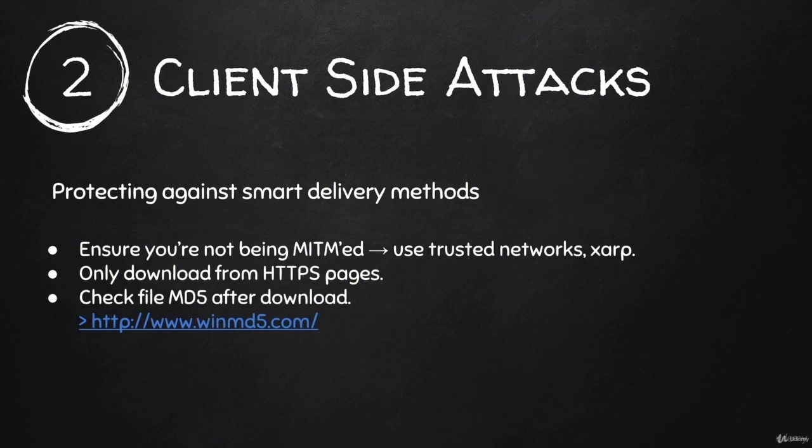So in today's video, we're going to have a look at how you can prevent that from happening to you. The first thing, make sure you're not being man in the middle. This is huge, because if you're being man in the middle, chances are you're going to get hacked, because we've seen in the network section how easy it is to hack someone if you're the man in the middle. So use a tool like XArp or use static ARP tables. Don't use networks that you don't know or don't trust. This way you can increase your confidence in your network and in the fact that you're not being man in the middle.